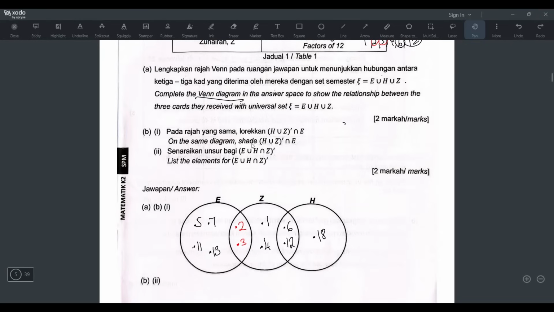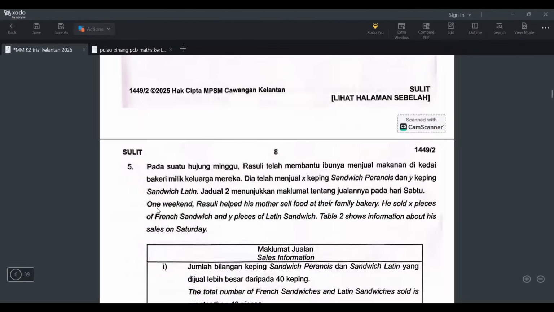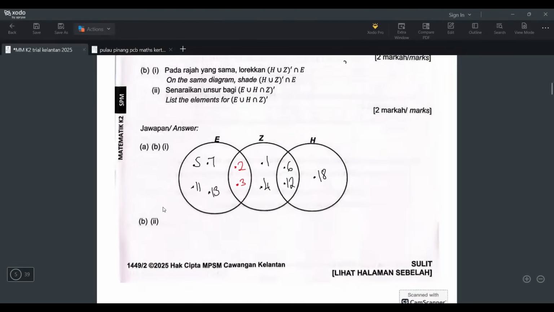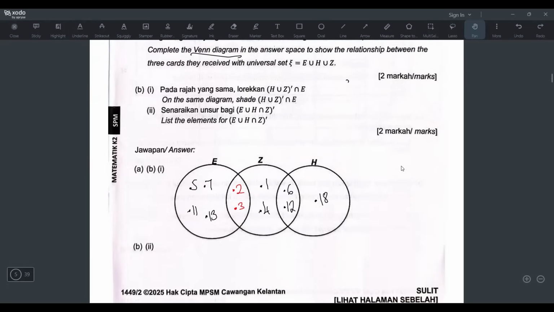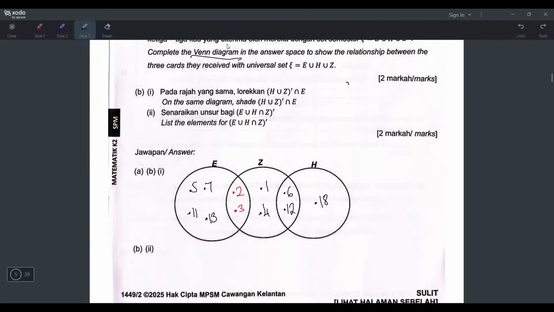Alright, now B1. On the same diagram, shade bracket H union Z bracket complement intersect E. So I need to shade. So do they mean shade it here? Okay, so I guess they want me to shade it here lah. Okay, let's do it. Alright, so macam mana nak shade? First, kita kena tahu kawasan ni dekat mana dulu. So how to know this kawasan? Very easy. So kalau dia ada bracket means kita kena buat bracket dulu and look at the complement.